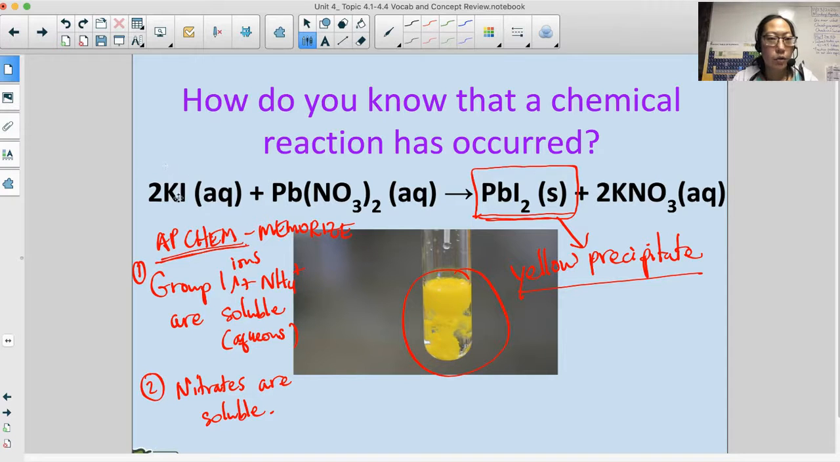All right, so that's why you can see this K plus is group 1. That's aqueous. That's soluble. This is nitrate right here. I should probably write that. NO3 minus is nitrate. That's soluble. That's why this is aqueous. This is aqueous because it's got K plus and nitrate. This is not soluble based on the solubility rules that you'll see on your worksheet.